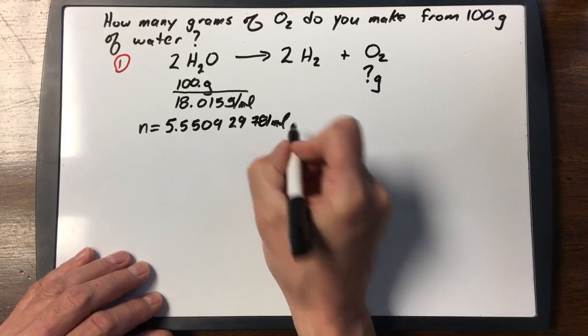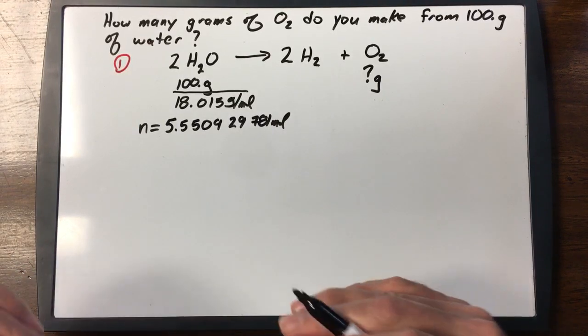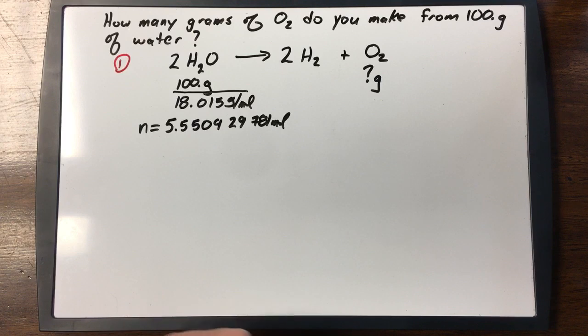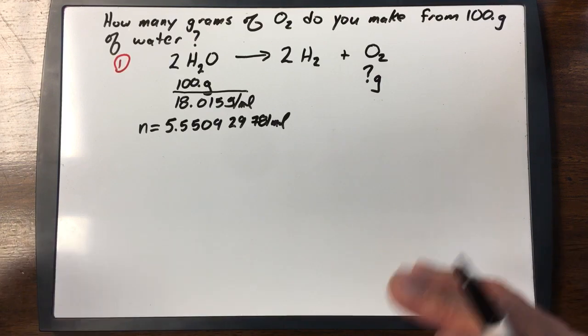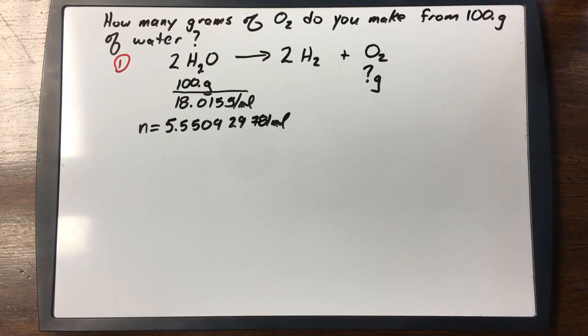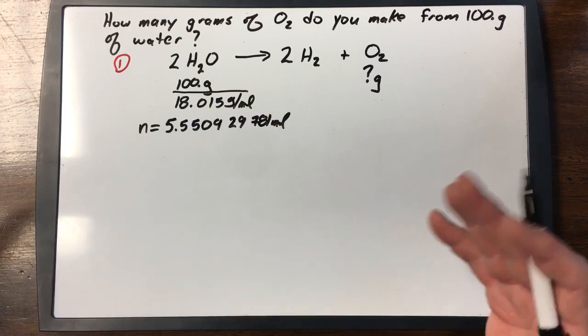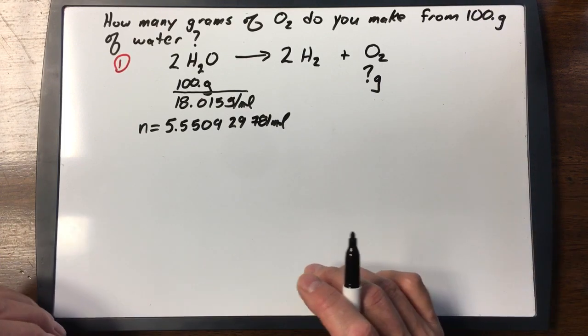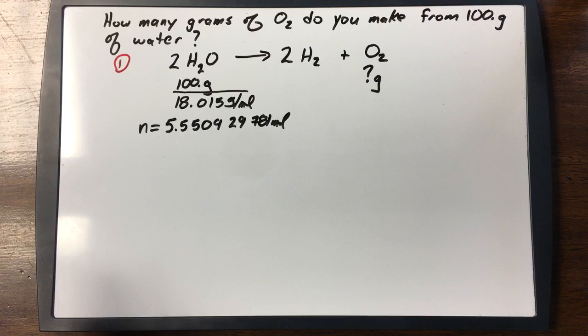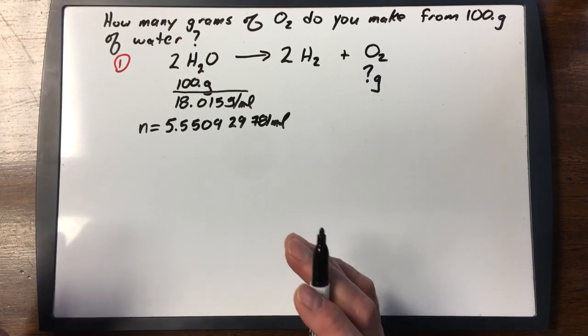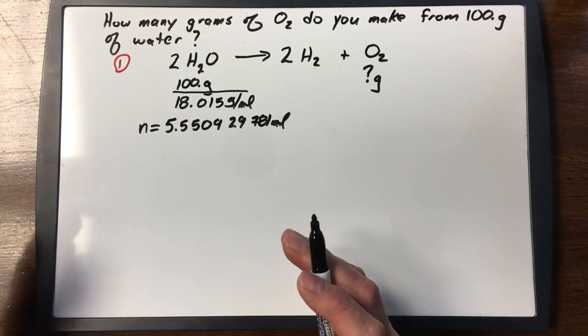5.550929781 moles. Way too many significant figures, but in any intermediate calculation, I like to carry extra, and I only like to round off at the very end. Now, obviously, we can truncate this a bit, but we don't want to round off to the proper number of significant figures until we get to the very end. Okay, so that's the number of moles of water that we have in our 100 grams.